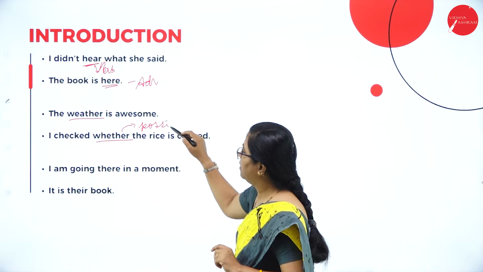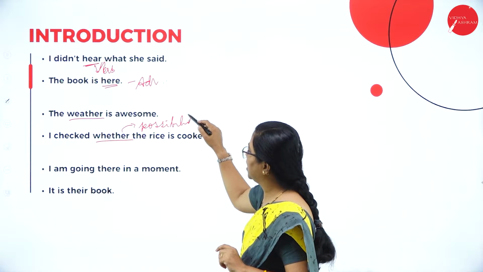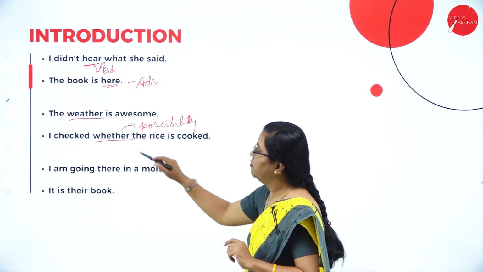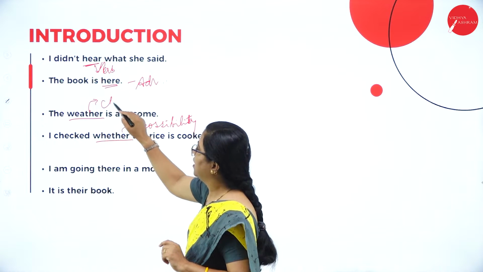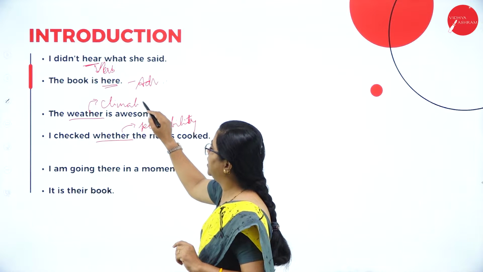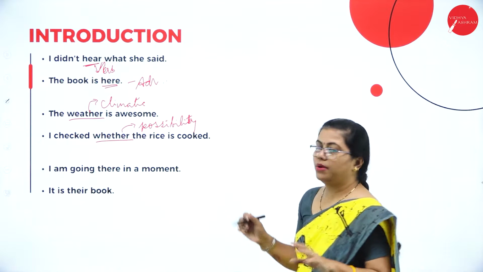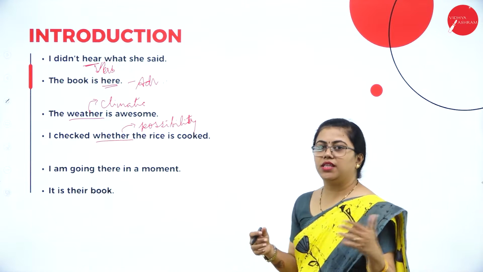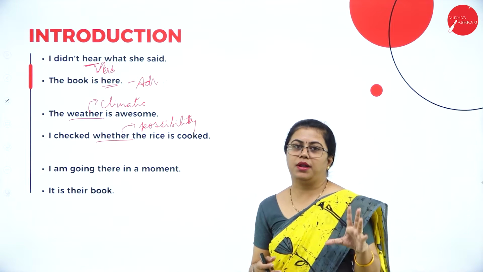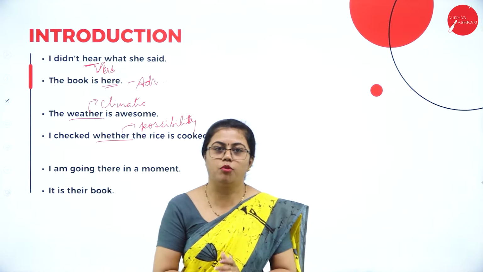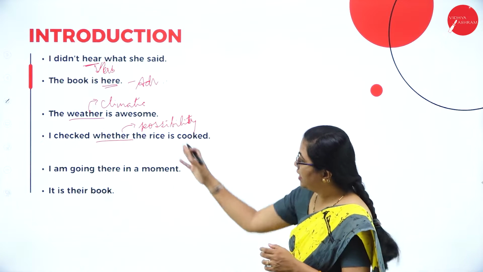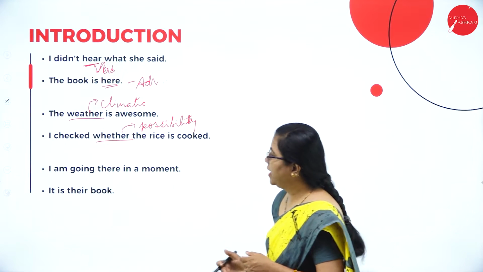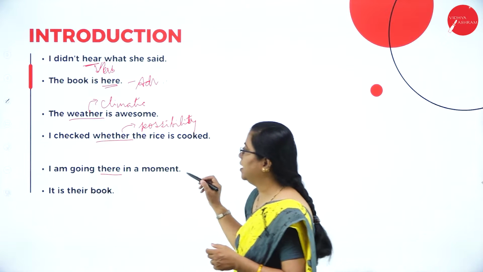Something must have happened or something like that. So you're checking about some possibility here, whereas here you're talking about the climatic condition of that place at that moment. So climate is something which happens for a long time, that is there for a long time, whereas weather keeps changing. So the climatic condition at that present moment is called weather, and that is the spelling for that.